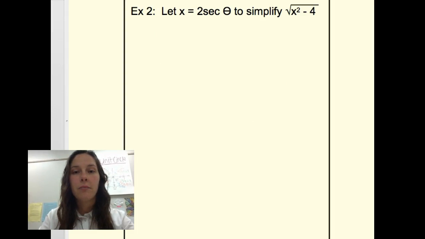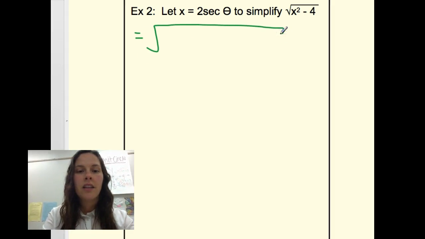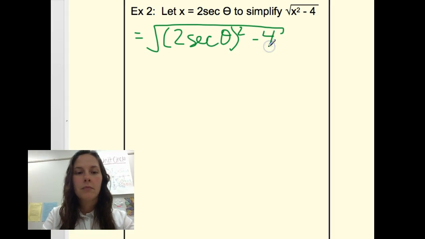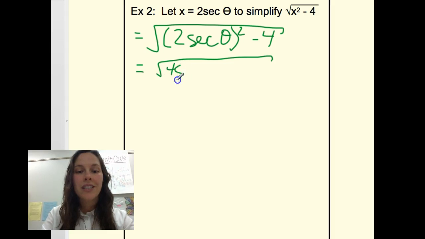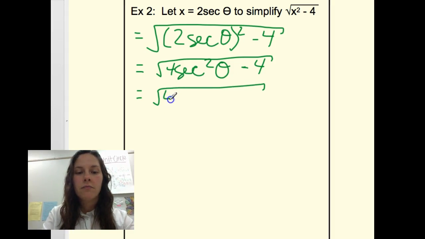Let's take a look at another example. Again, we're going to start by substituting 2 times secant theta for x, squaring both terms. This probably looks a little bit familiar. It's very similar to our first example. And in fact, we're going to be using the same Pythagorean identity when we simplify this one. Factoring out that 4, that leaves us with secant squared for our first term, minus 1 when we divide that by 4.